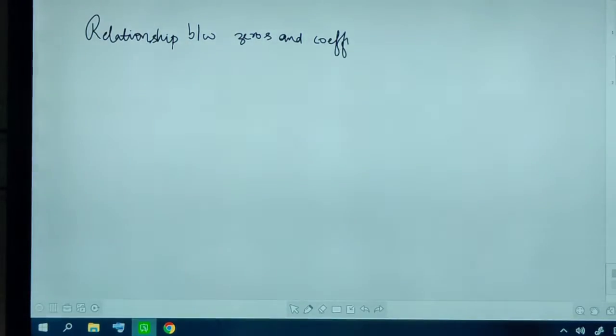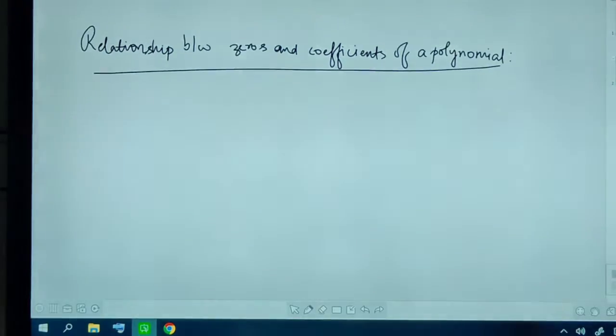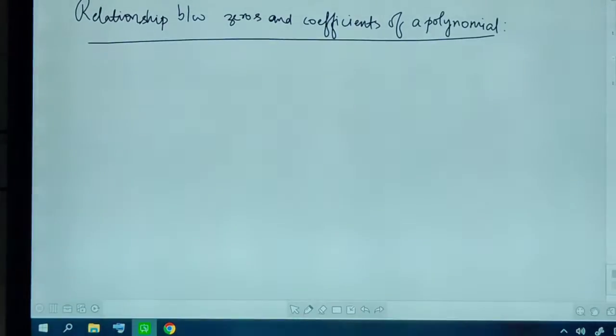My dear students, in today's class we are going to study about the relationship between zeros and coefficients of a polynomial. In the previous class we studied about the geometrical representation, or geometrical meaning, of zeros of a polynomial. In this class we will study the relationship between zeros and coefficients of a polynomial.